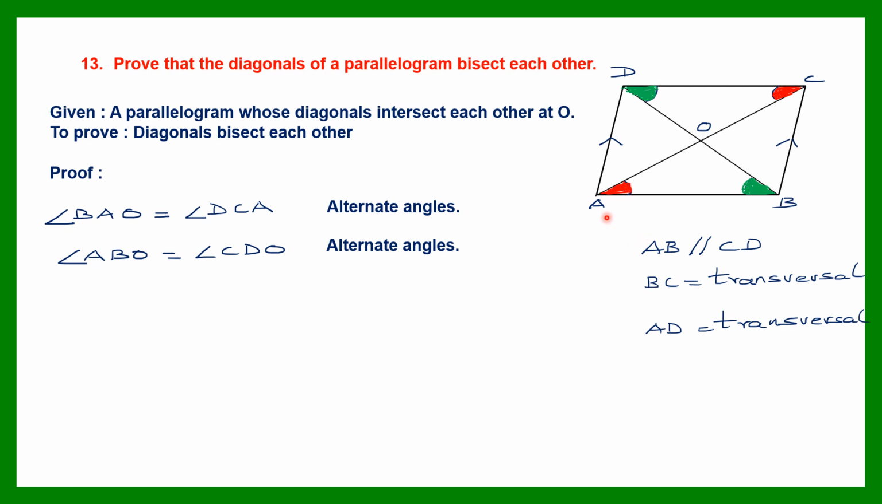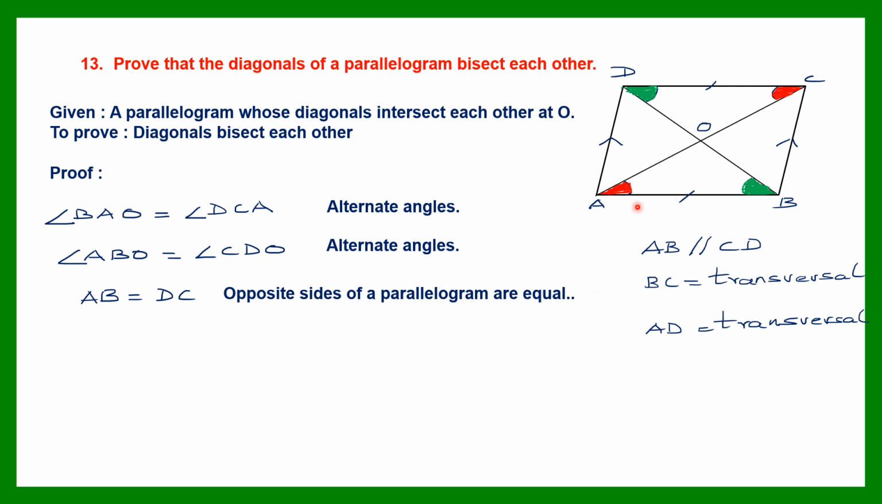Now let's look at sides AB and CD. The opposite sides of a parallelogram are equal. So we can write that down. We can write it as AB is equal to DC. And what is the reason? Opposite sides of a parallelogram are equal. Okay, so let's mark that also. So these opposite sides also are equal.